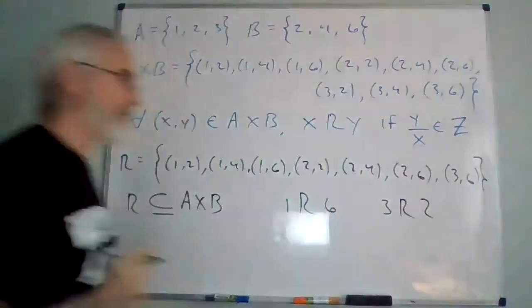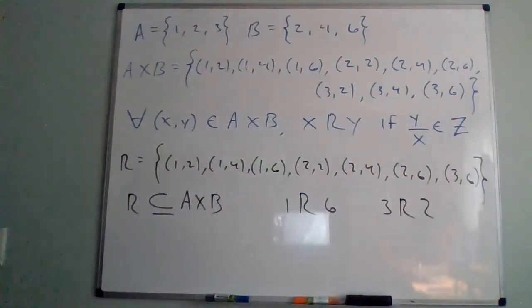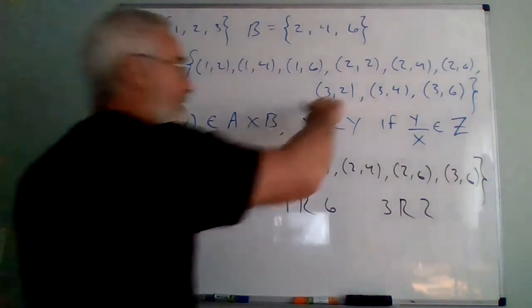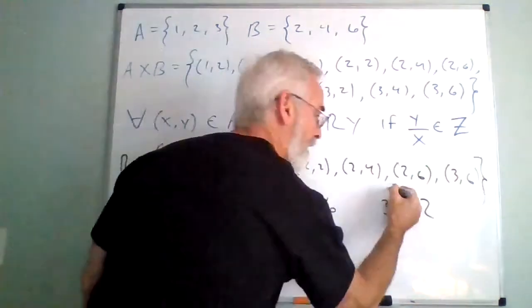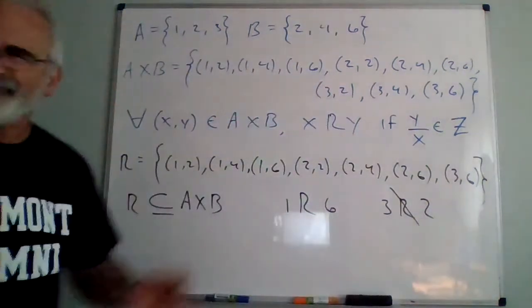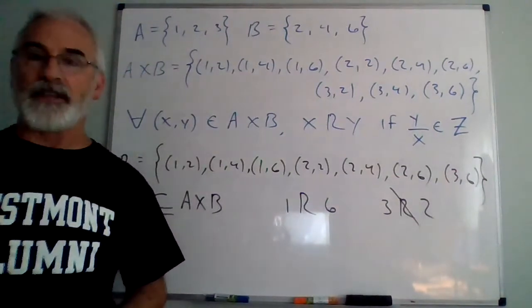3 R 2. True or false? False. That's false because we said this is not in the set, so we would write it like that. This is really not complicated, as you can see.